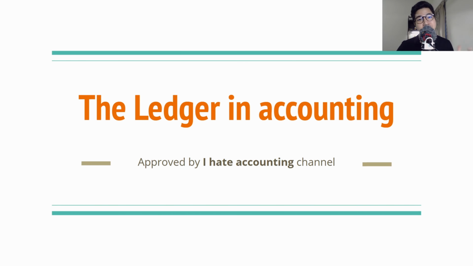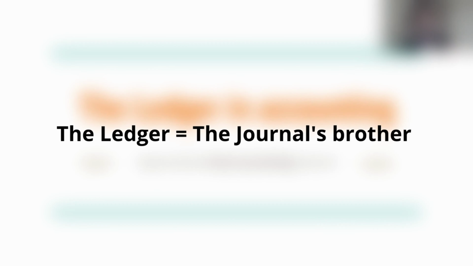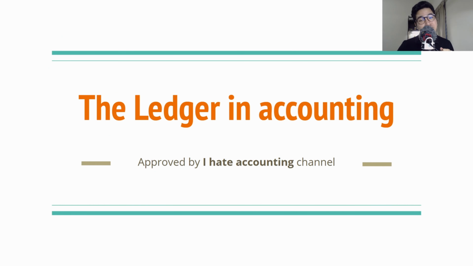Since my previous video was about the journal in accounting, also well known as the book of original entry, in this video I'm going to bring out a relative of the journal, which is the ledger, or as I personally named it, the journal's brother. You know why? Let's find out in this video.